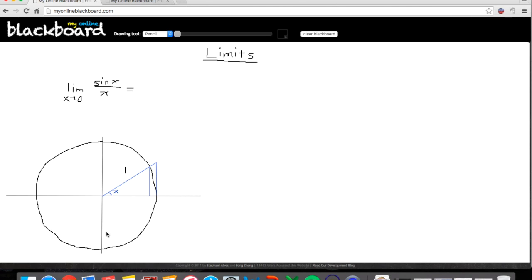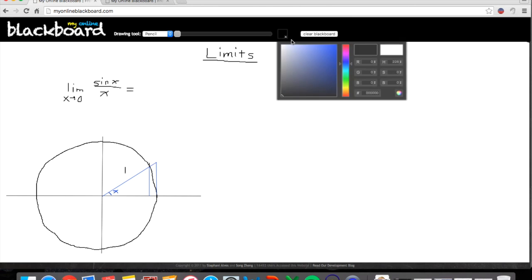I've drawn what we call a unit circle, meaning that the radius from the center to over here is 1, and the distance between here and here is also 1. So the radius of the circle is 1. And out of this, we can get a few things.